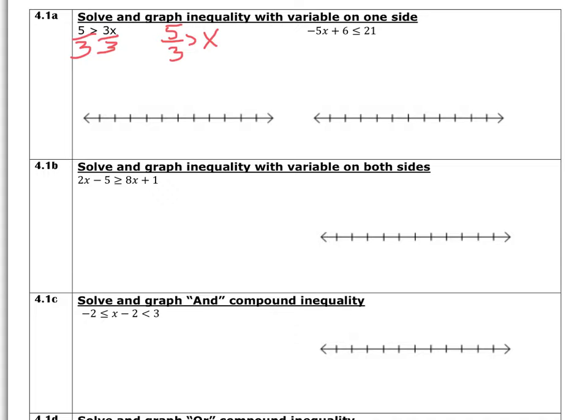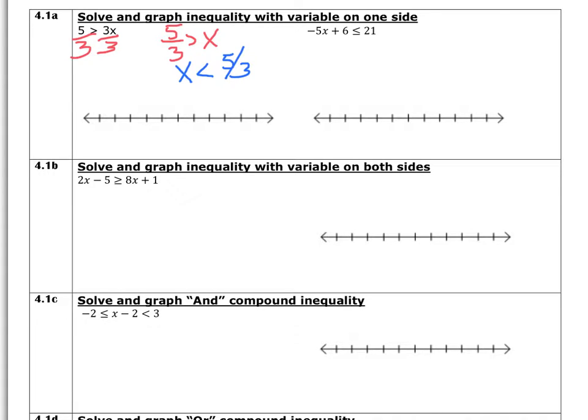Now it's actually easier to read these inequality statements once they're solved when x is first. So what you can do is take this whole thing and flip it. If you flip it, it's going to be x, and this flips also to now less than 5/3. So either one of these two formats is correct. This tends to be easier. Now we want to graph x is less than 5/3.